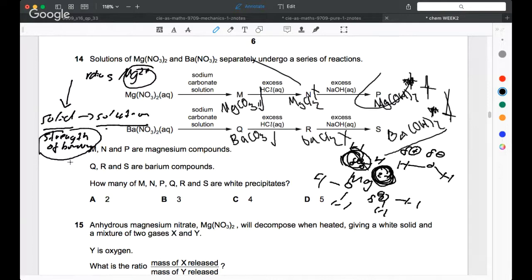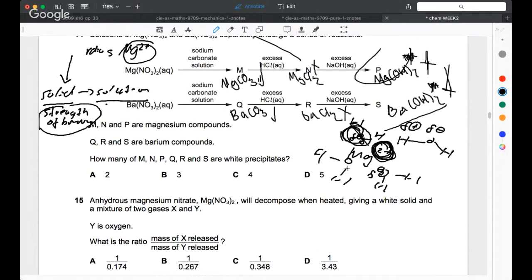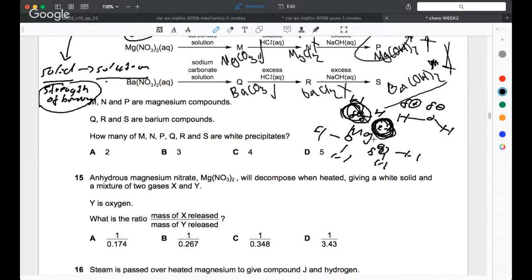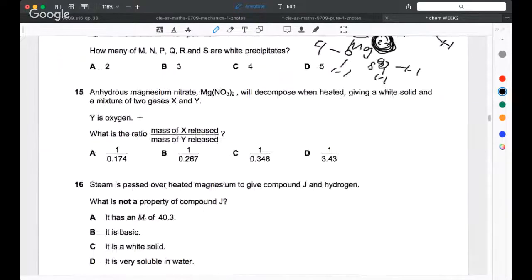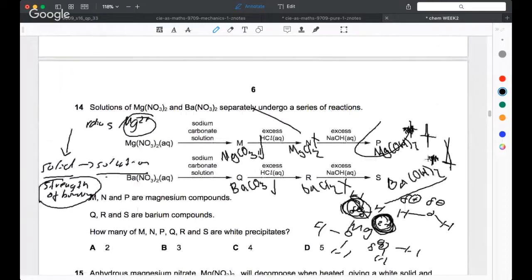So yes, although as you go down the group the ionic interaction in the solid decreases, the interaction between the cations and the water molecules also decreases. So it depends on how these two factors balance with each other. But in this case, the last one is soluble. Okay.